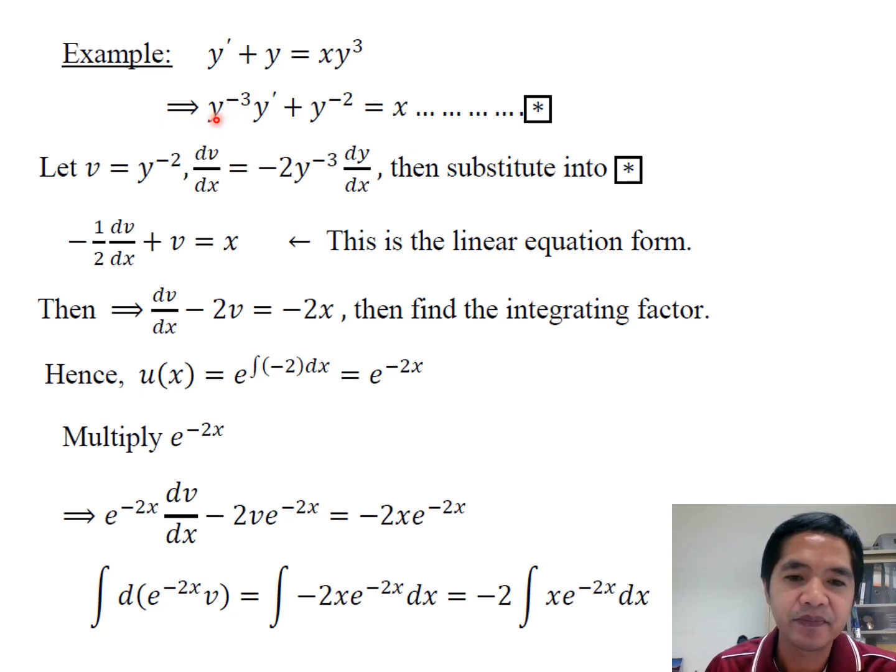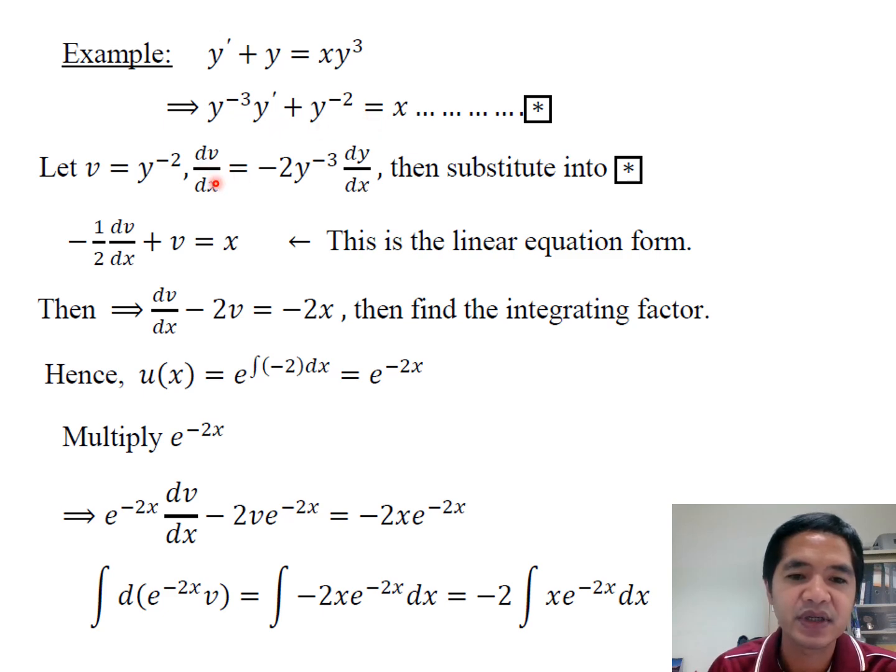So we're going to get y to the minus 3 times y prime plus y to the minus 2 in this one equal to x, right? So in the second step, you let v equal to y to the minus 2, and you do the differentiation dv over dx of this y to the minus 2, then you're going to get minus 2 times y to the minus 3 dy over dx. Then substitute v and dv over dx back into this problem.